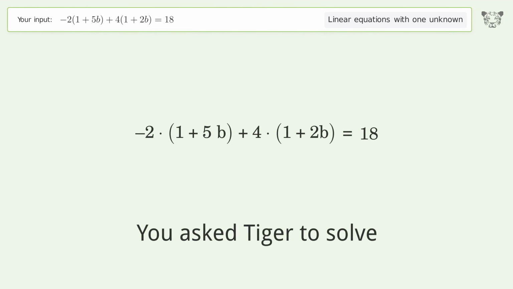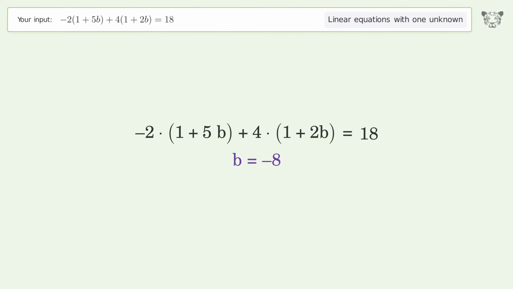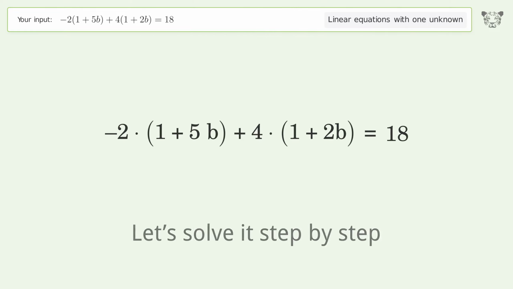You ask Tiger to solve. This deals with linear equations with one unknown. The final result is b equals -8. Let's solve it step by step.